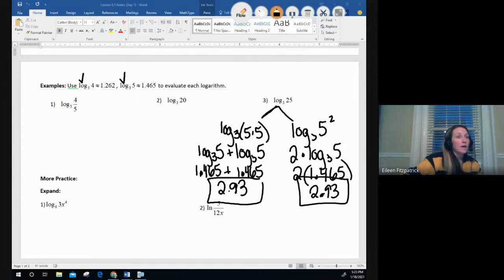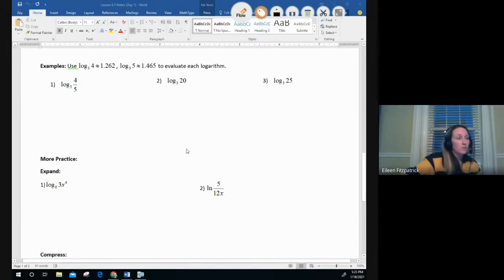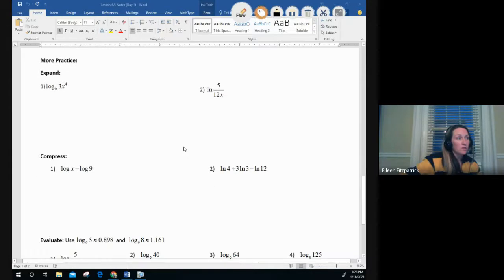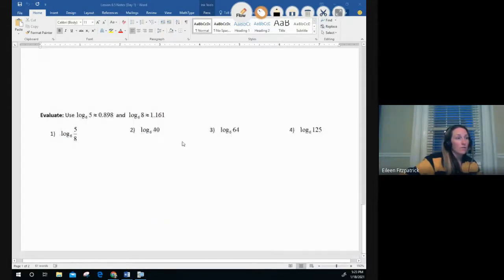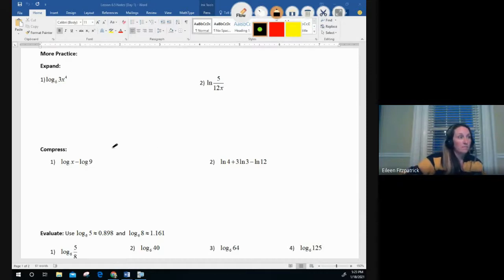All right, so we have some more practice problems below. At this point, if you want to pause the video and try the problems on your own first, you have 2 expanding, 2 compressing, and then 4 evaluating. It might be a good idea to pause the video, take a minute and try the problems on your own, and then come back to see how you did. Go ahead and pause and try, and then come back and I'll walk you through them.